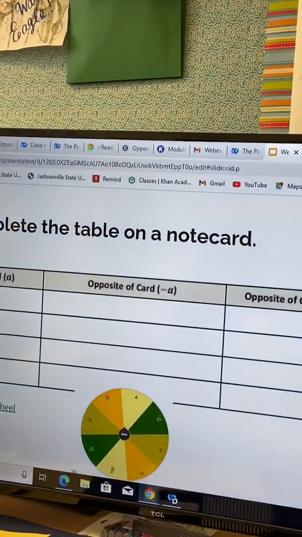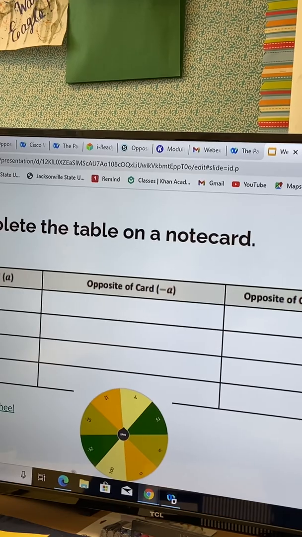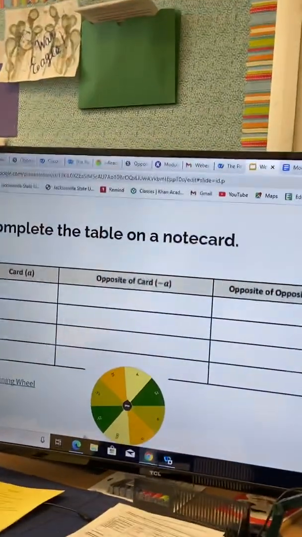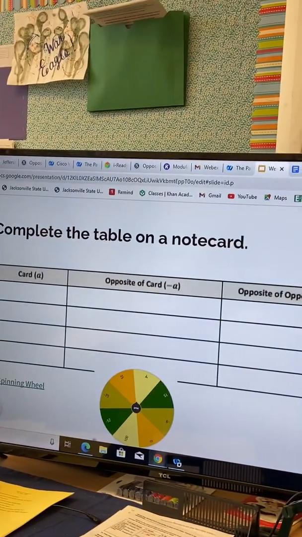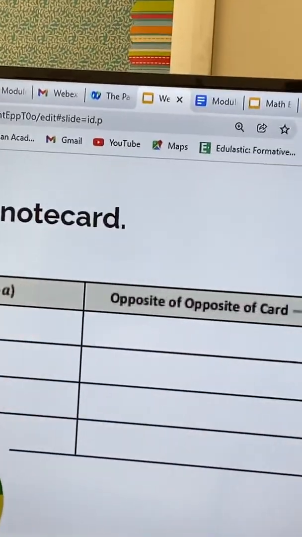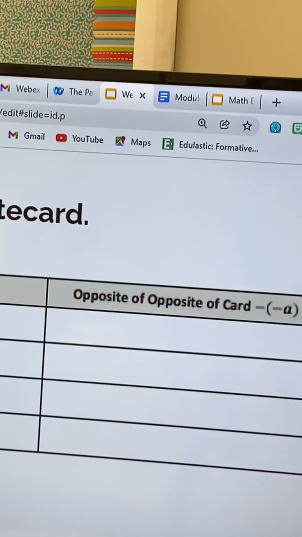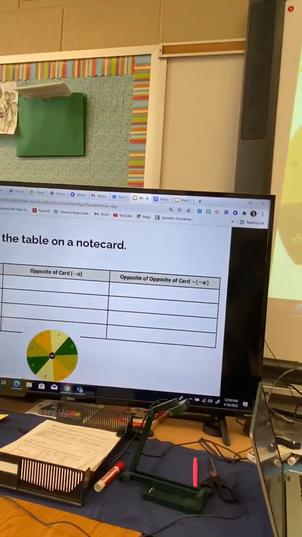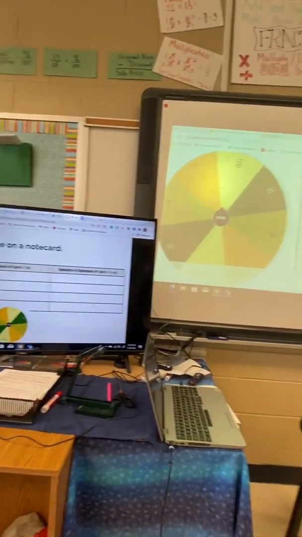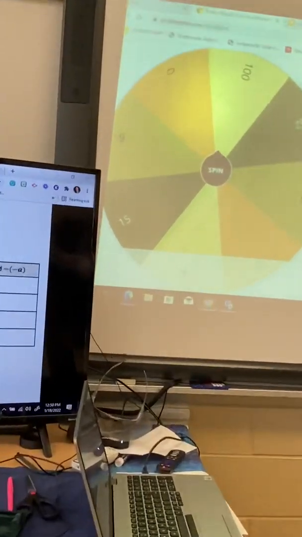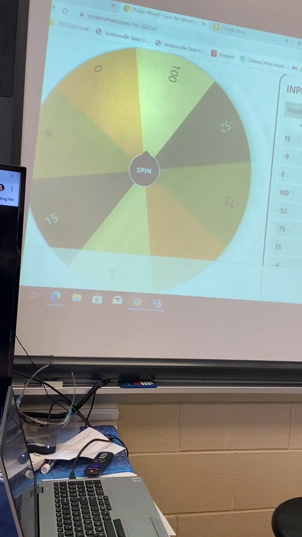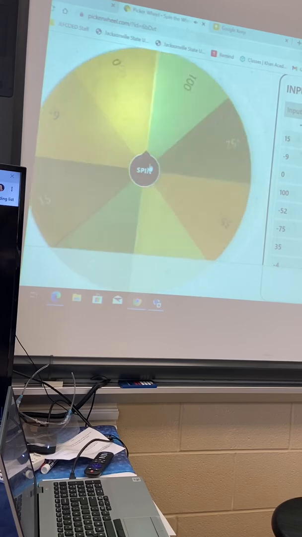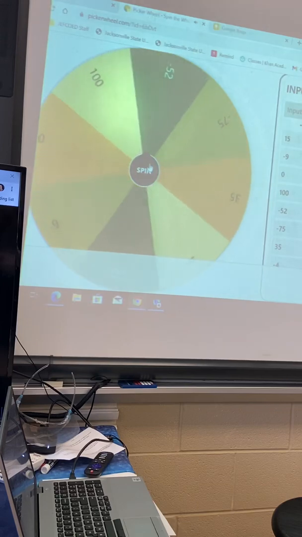All right, so we're making this table, and on this table it says card, but we're actually going to do a number, and then the opposite of the number, and then the opposite of the opposite. All right, and we're going to look at the spinning wheel. Here we go. Spinning the wheel. What do we get?